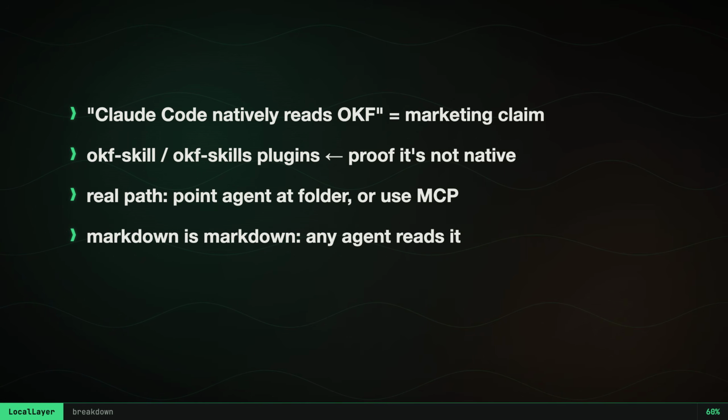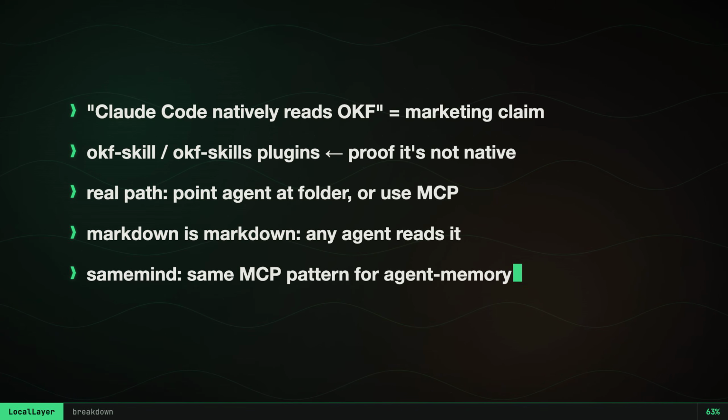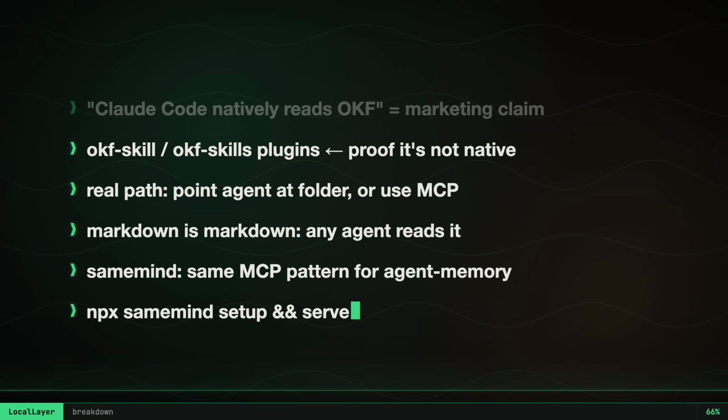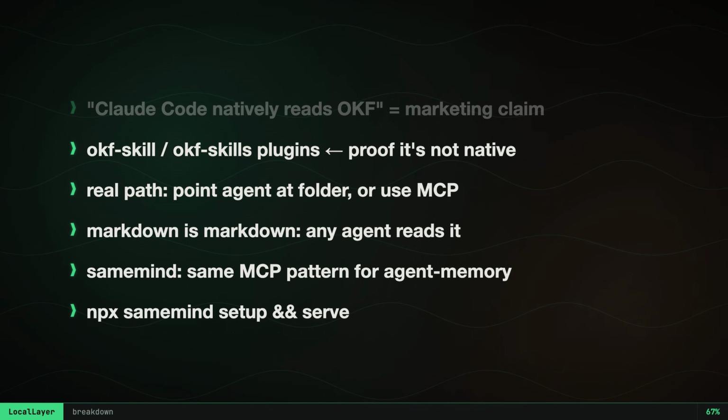If native support existed, those plugins would be pointless. The honest version: point any coding agent at the folder, and it reads the markdown because it's markdown. Or better, use the MCP server, which actually is documented and works with any MCP client. The same MCP pattern shows up outside wikis too. SameMind applies it to agent memory for coding specifically, an append-only work ledger plus an identity brief, stored as an OKF-compatible Git-native markdown bundle, set up with npx SameMind setup, then npx SameMind serve, registered with claude mcp add, just like the others.